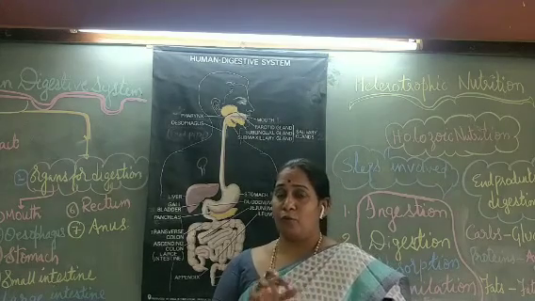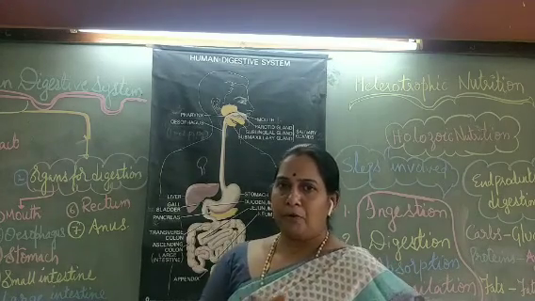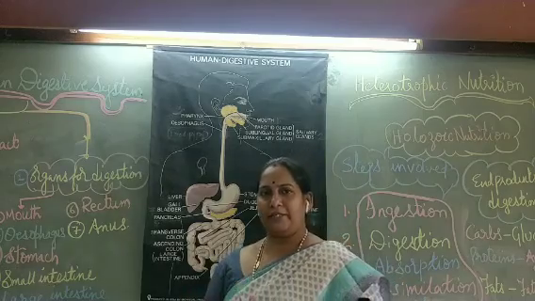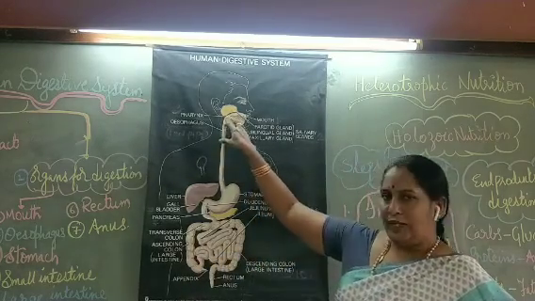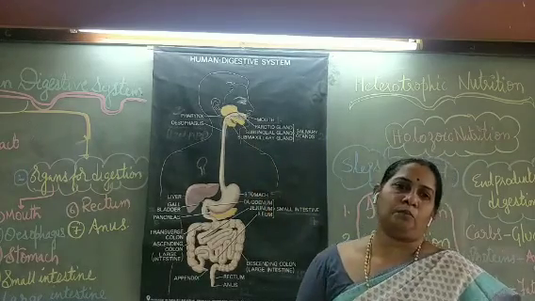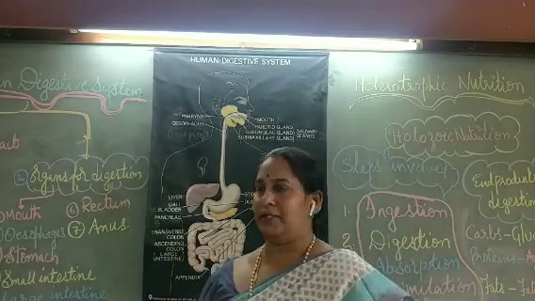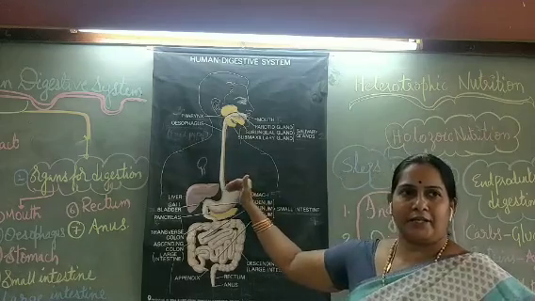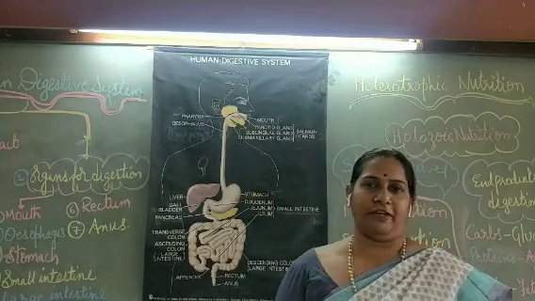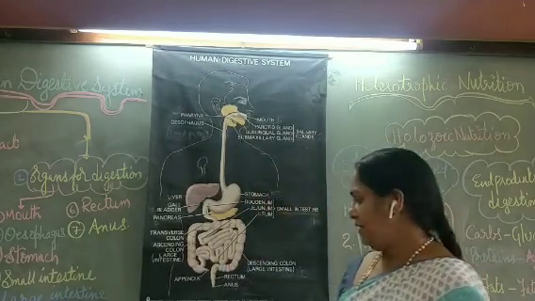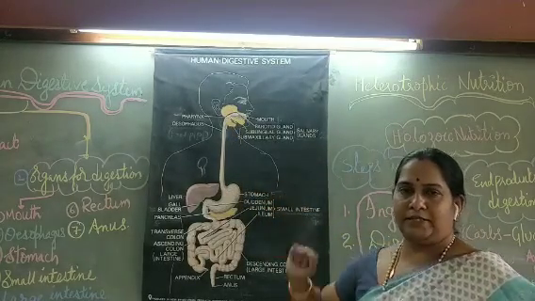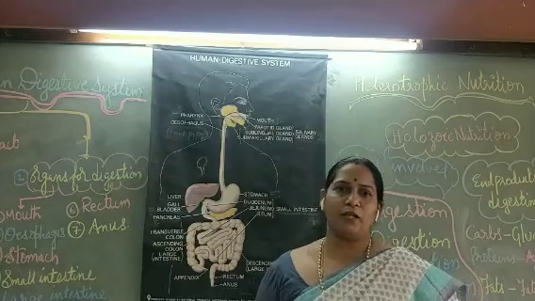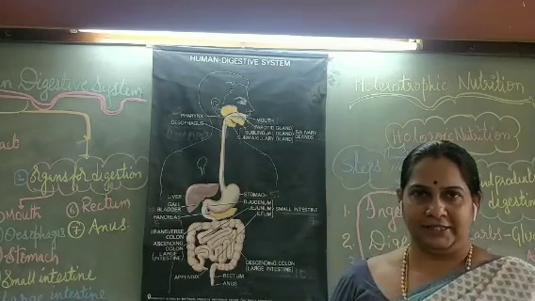The food mixed with saliva and broken into simple pieces by the teeth is called bolus. This bolus enters the next part of the digestive system, called the esophagus. In the esophagus, the food moves in wave-like movements, and these wave-like movements we call peristalsis.